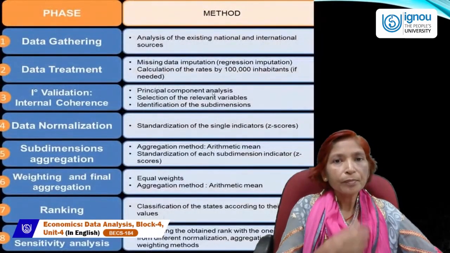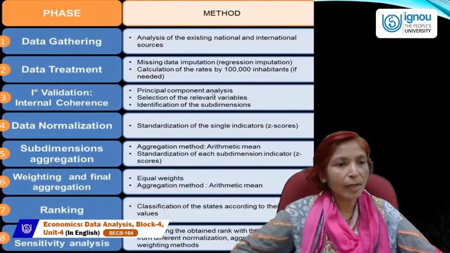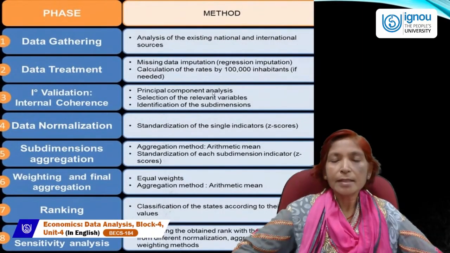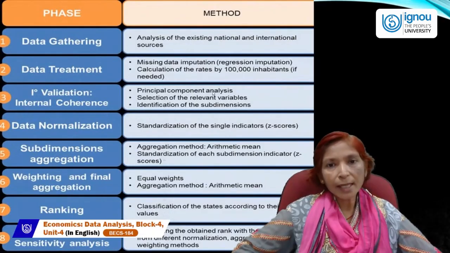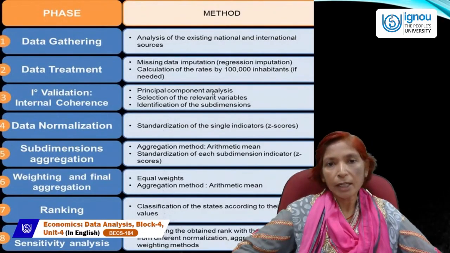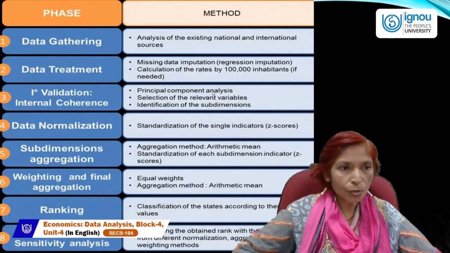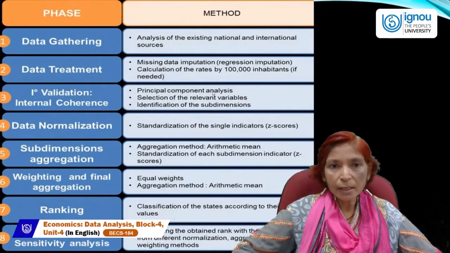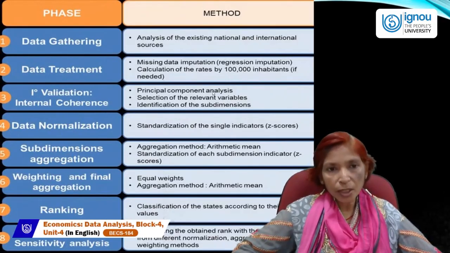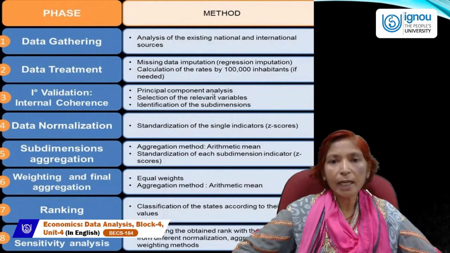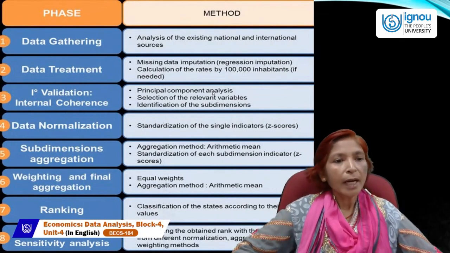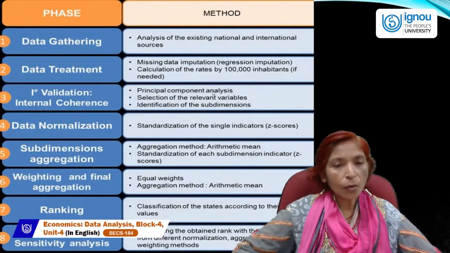Next, what are the different phases we have discussed now. First of all, data gathering. It means data collection, analysis of the existing national or international sources. Data can be collected by national sources or by international sources. Then data treatment, missing data imputation, either we use regression imputation, calculation of the rates per 1 lakh inhabitants if needed, and then validation, internal coherence.